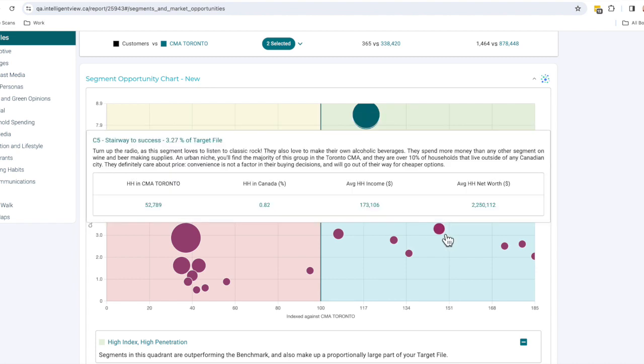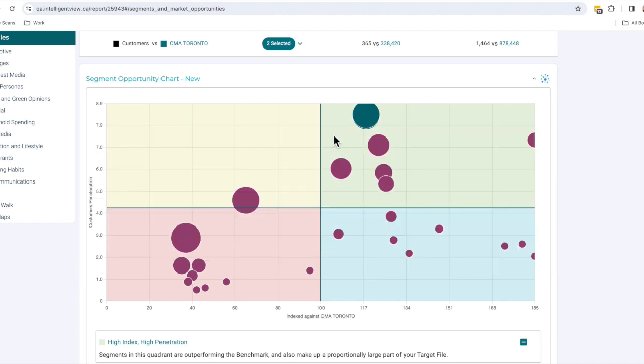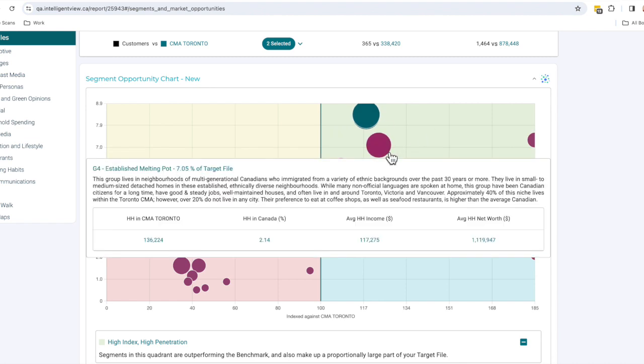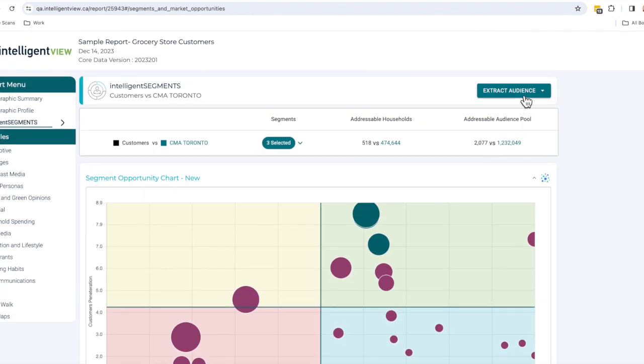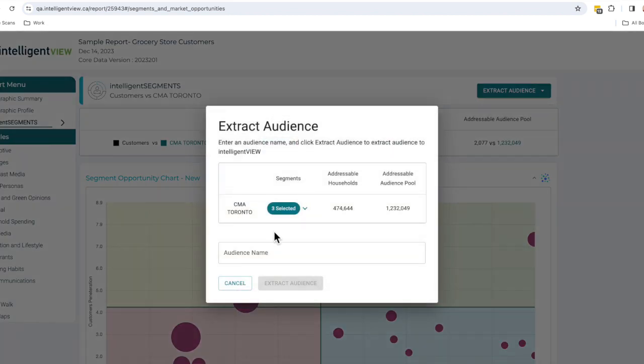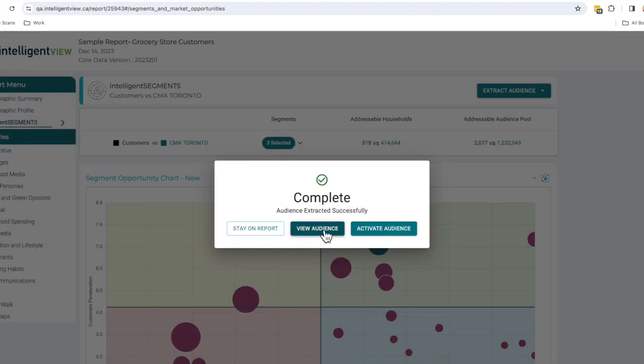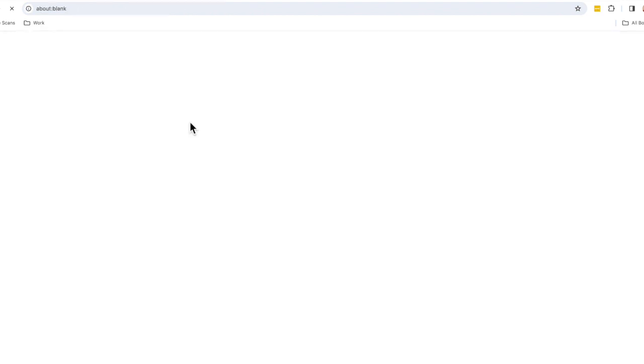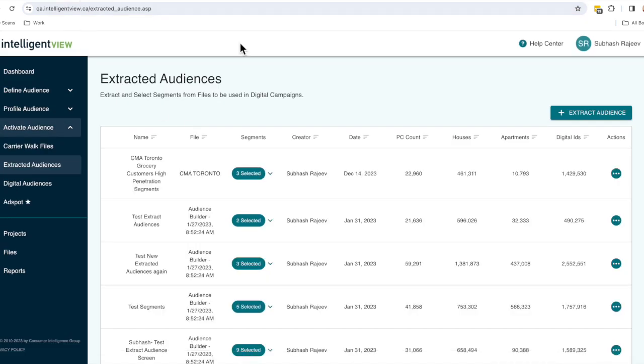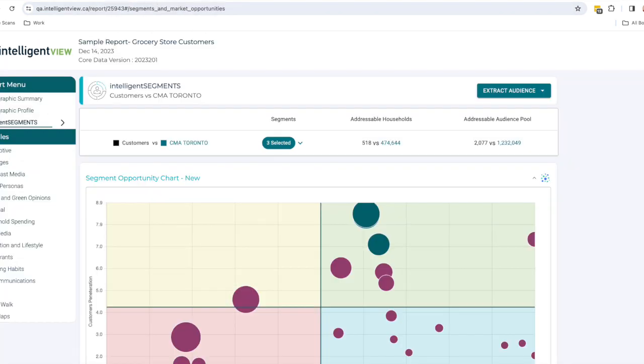So, now that we've identified what the top performing segments are, I can send them to intelligentVIEW for activation. Let's give the audience a representative name. So in this example, let's make it something easy to remember: CMA Toronto grocery customers, high penetration segments. And I can either activate them through digital media in the extracted audiences screen, or I can run a carrier walk. You can see now that they show up in intelligentVIEW, and I can submit them to a DSP for digital media activation. This is a small example of how these segments and quadrants are used in practice.